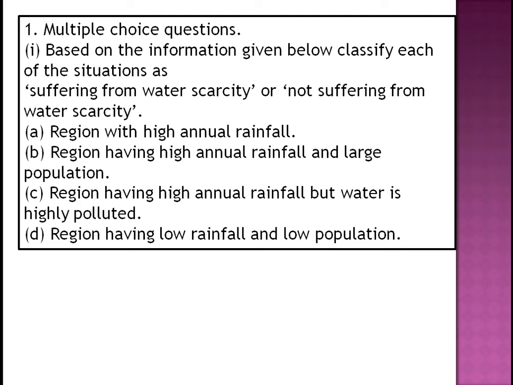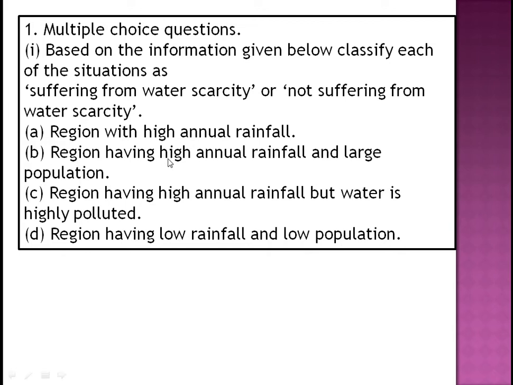Next, first one, region with the high annual rainfall. The first one is talking about the region with the high annual rainfall. If rainfall is very high, that particular area is not going to suffer from water scarcity because the rainfall is in huge amount.